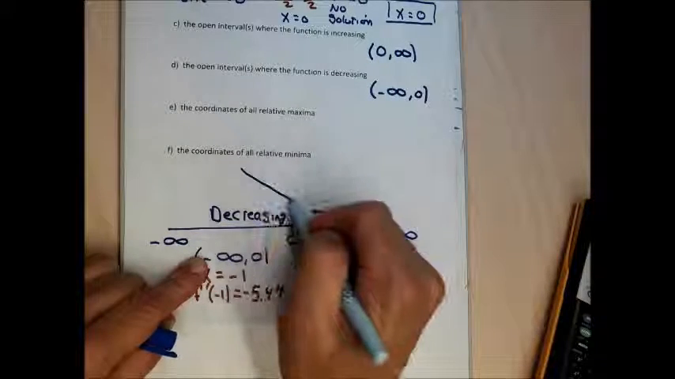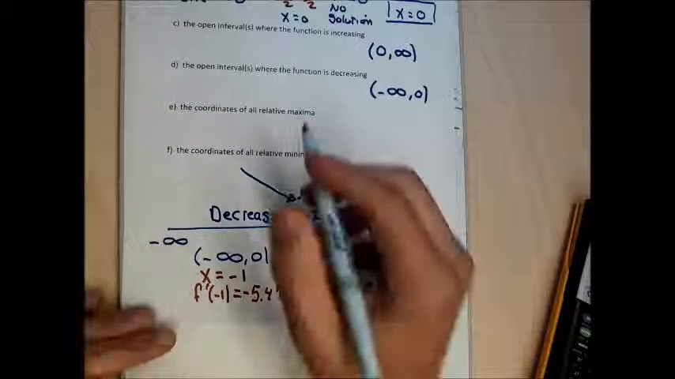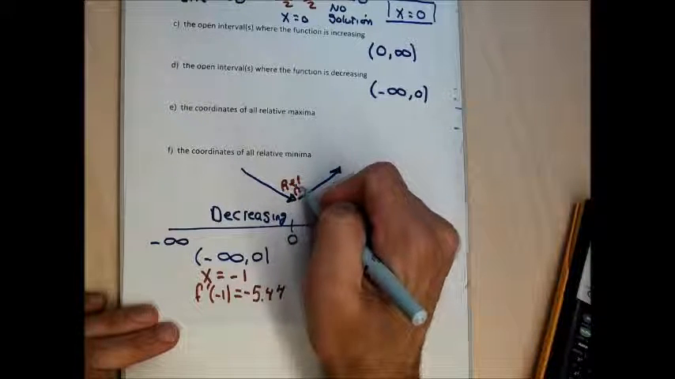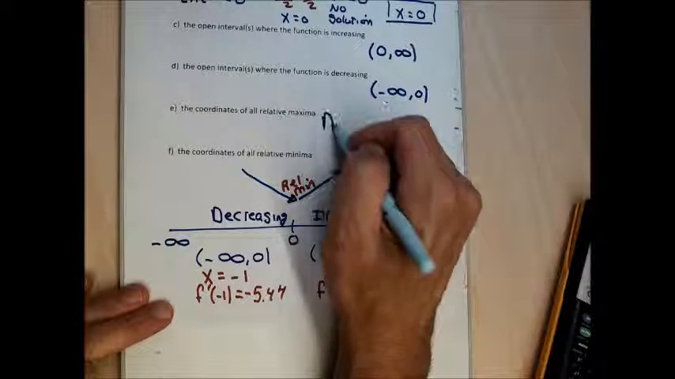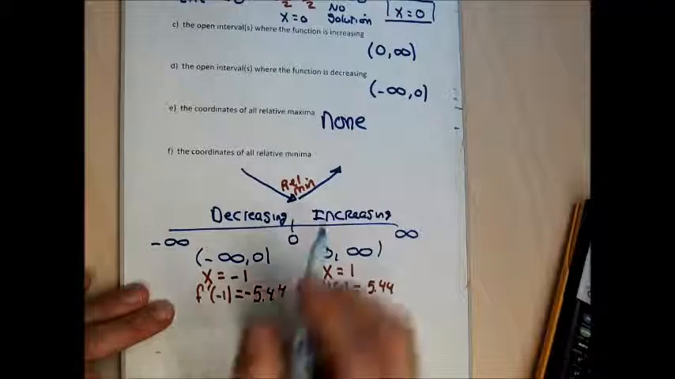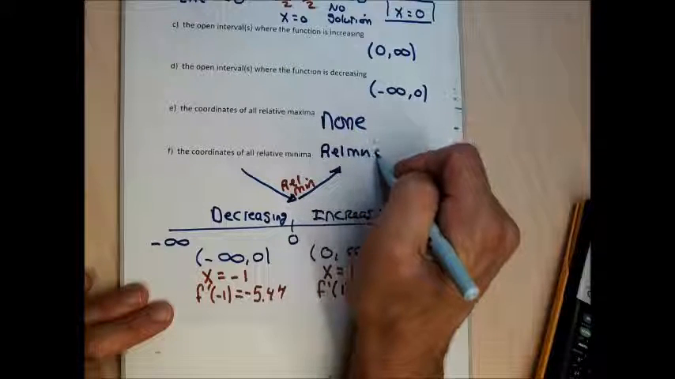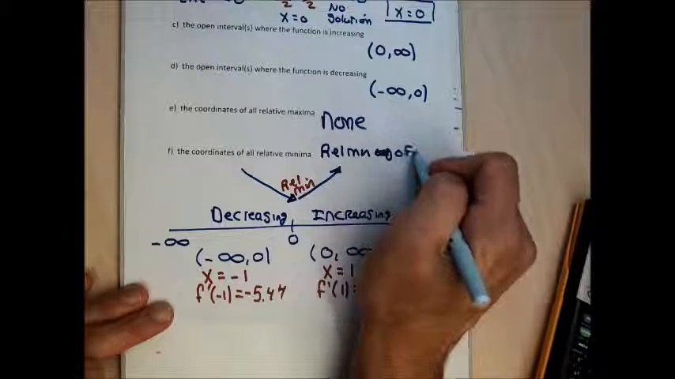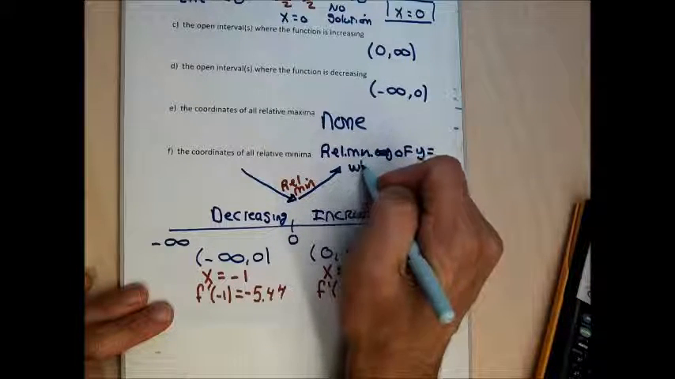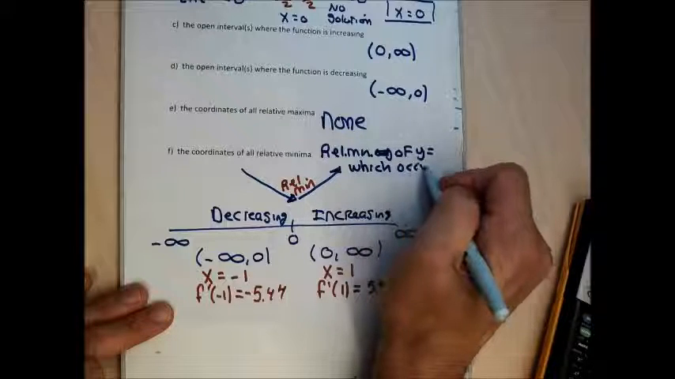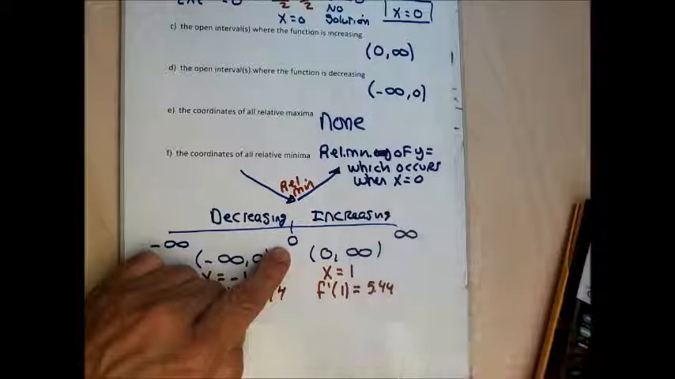And the graph goes like this. It decreases, and then it increases. So I have a relative minimum at x equal to 0, but there's going to be no relative maximum. So for the relative maximum, I'm going to write none. And for the relative minimum, I can say there's a relative minimum of y equal to some number, which occurs when x equals 0, that's the x coordinate of the minimum point.